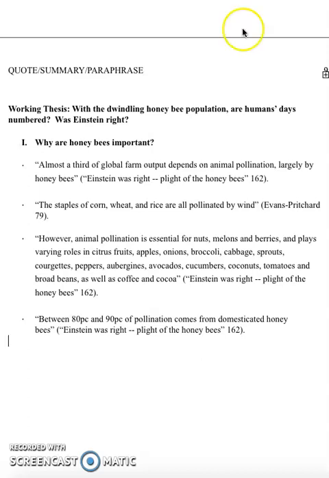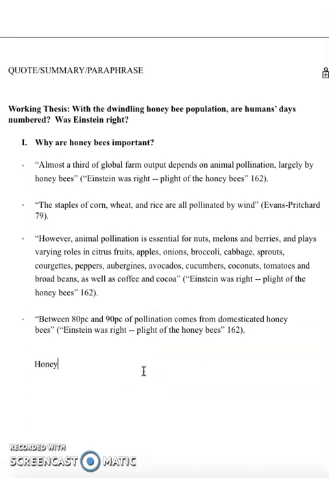Okay, so this week is all about integrating quotes. And so this is how we're going to do that. So I'm actually going to sit here and write a paragraph incorporating all of these quotes. So your assignment for this week is to write a paragraph where you integrate the quotes that you chose from your pre-outline. So I'm just picking my first one, Roman numeral 1, why are honeybees important? Okay, so that means that the first sentence that I state should really kind of answer that question.